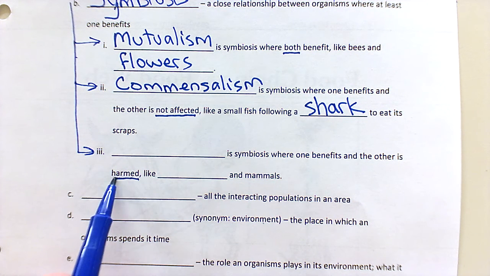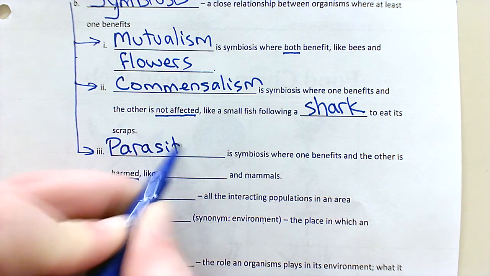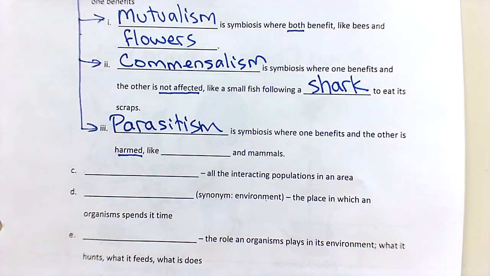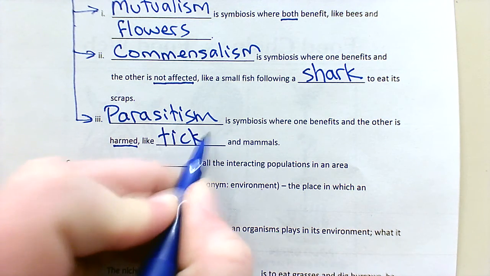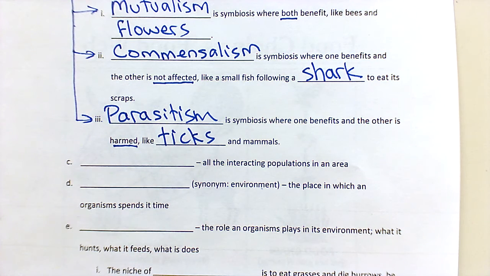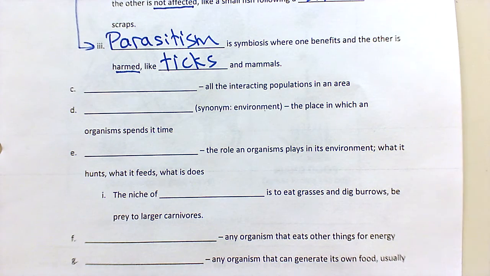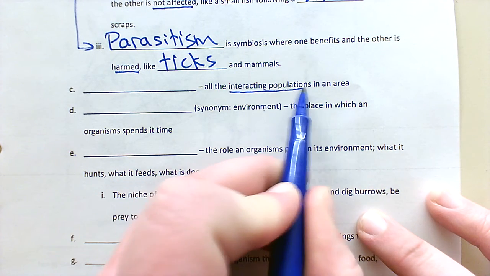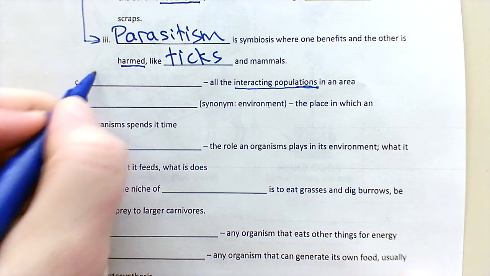The last one: one benefits and the other organism is harmed. That's parasitism. There's all kinds of examples of parasites, but probably the one you're most familiar with is ticks. Tapeworm, heartworm, intestinal worms, ringworm. The list of worms goes on. All right. Next level of ecology. Populations was one species. When we're talking about all the interacting populations, so lots of species, it is community.